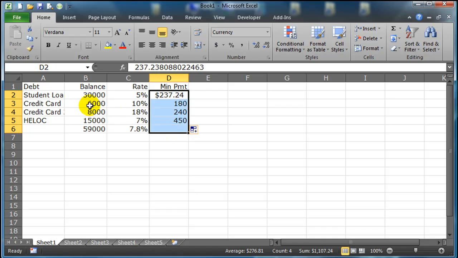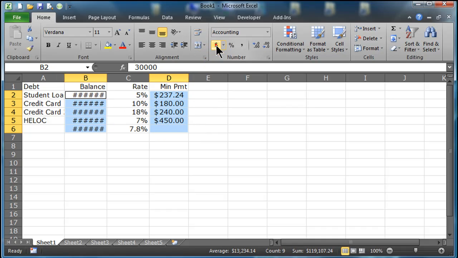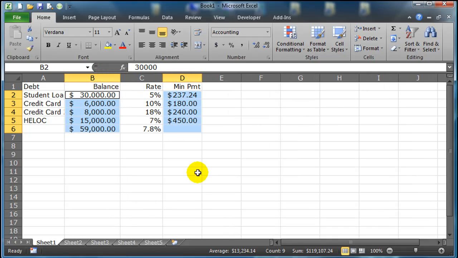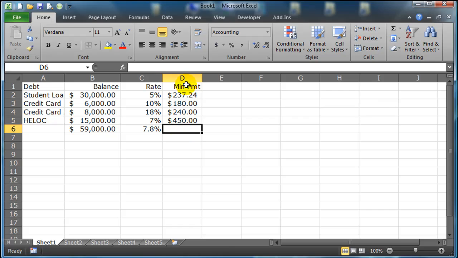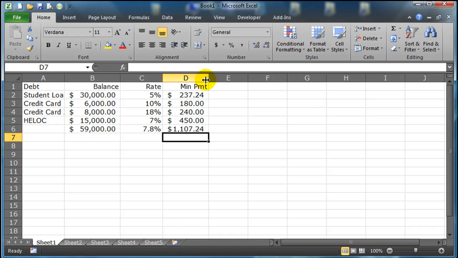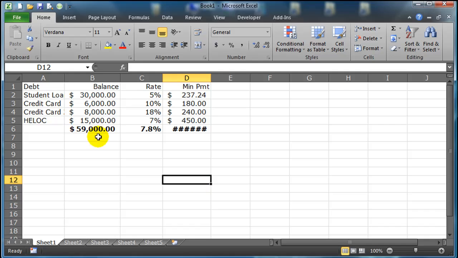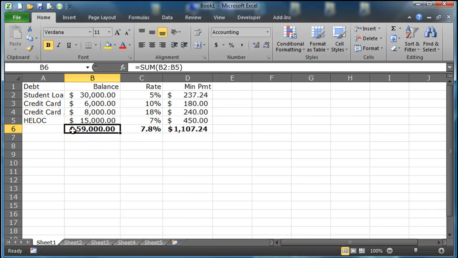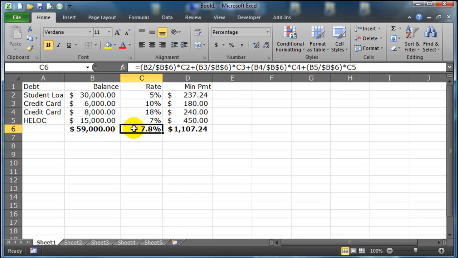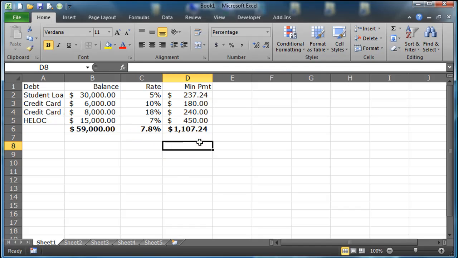I'm going to go ahead and select all of these cells and format them. Give myself a little bit more room with the balances since it's necessary. And now I can figure out, all right, what is my total minimum payment? Let me just bold these, and let's keep in mind I've got my total debt, $59,000. I have my weighted average interest rate, and now I have my total minimum payment. So in order to pay off any of this debt, it's going to be about $1,100.